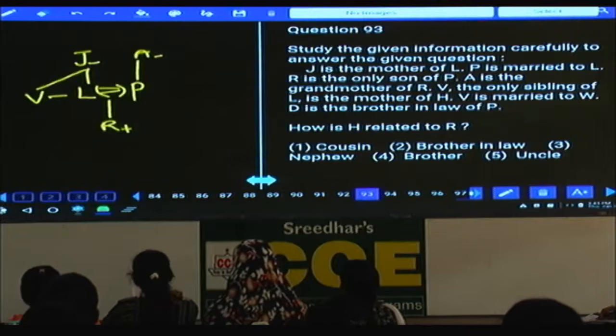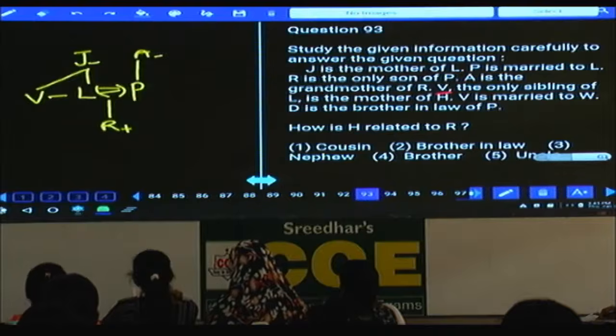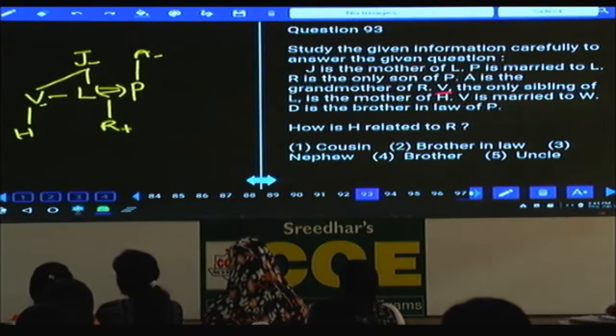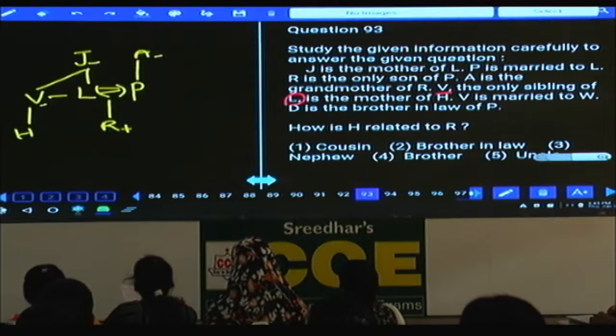E is the mother of H. Who is the mother of H? V is the mother of H. Here, listen to this carefully. V is the only sibling of L. E is the mother of H means there is a chance of taking L as the mother of H.